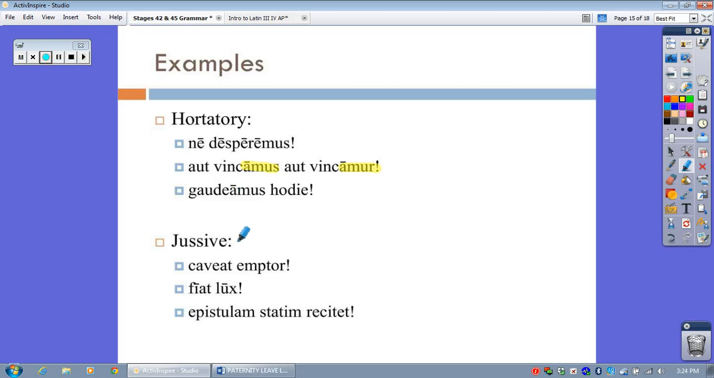Now, here are some jussive examples. Once again, we're going to translate them as "let." The only difference being that hortatory, the subject, is first person. Jussive, the subject, is third person.